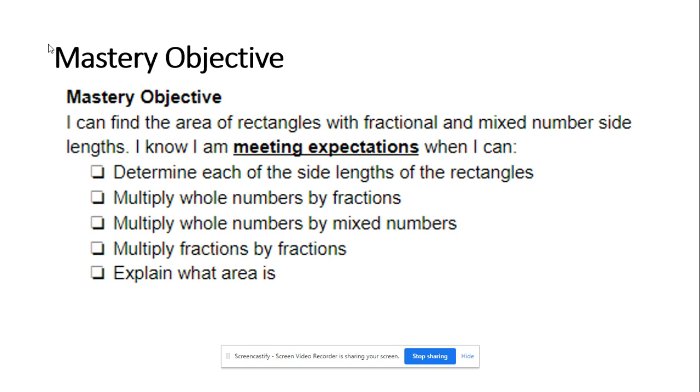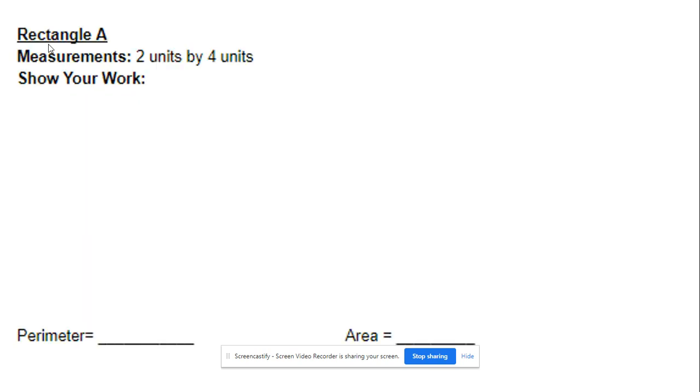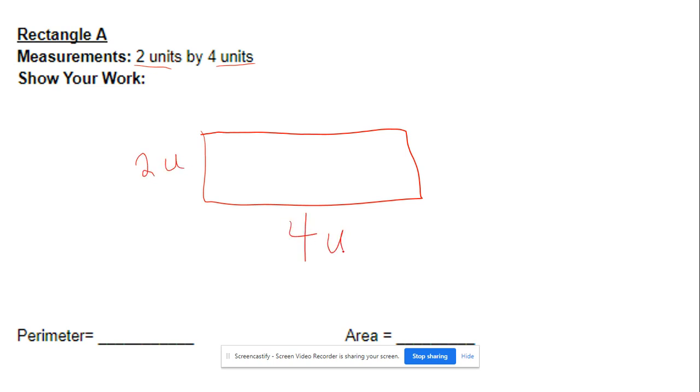Let's start with rectangle A. Rectangle A says that our measurements are 2 units by 4 units. So we're going to start by drawing a rectangle that's 2 units by 4 units. Remember, with rectangles, we have two pairs of congruent sides. So if this is 2 units, that means this is 2 units. If the bottom is 4 units, that means the top is 4 units.